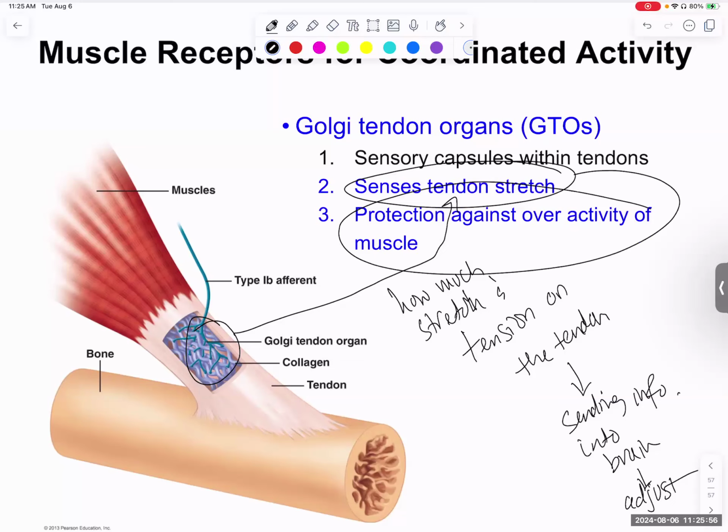This is to protect against overactivity. When you're stretching and you start to feel your muscle or your limb shake, it's really due to these Golgi tendon organs sensing too much stress, and so it's trying to contract your muscle to not overstretch the tendon. So that's why you get the shaking. All right, that concludes muscles, and next we will go on to the cardiovascular system.